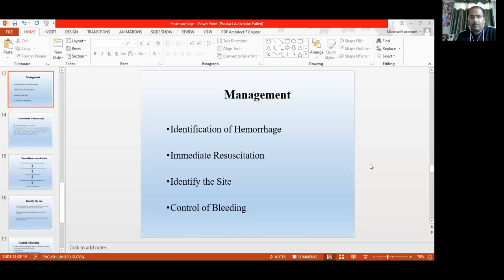You have to identify whether this is a patient of hemorrhage or not. How do you identify? It's simple. If it is external hemorrhage, then it is obvious. There is visible blood. You can see that, and then you can say this is a patient of hemorrhage.